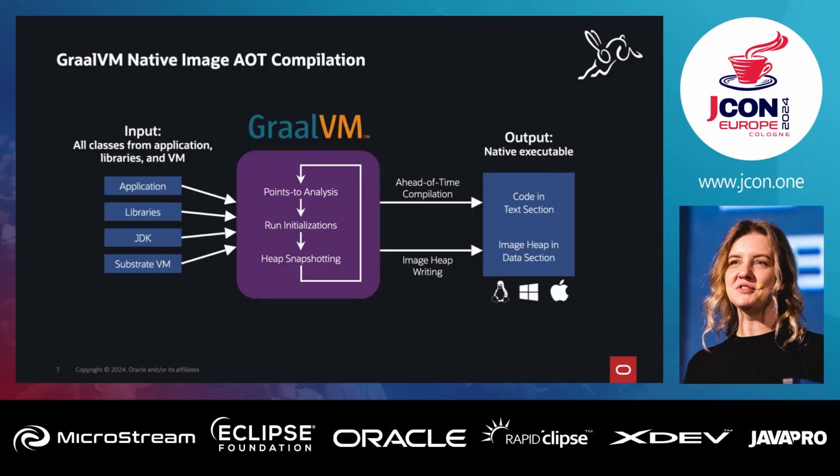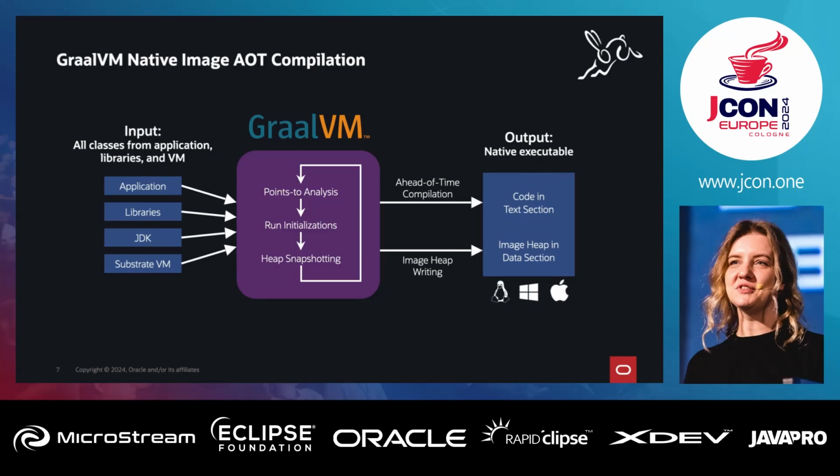So let's talk about native image and important things to keep in mind when you want to compile your Java applications to native. So you might think, how is it even possible to take something as dynamic as a Java application and compile ahead of time to a native executable? Because it seems like there are a lot of things that are happening at runtime.